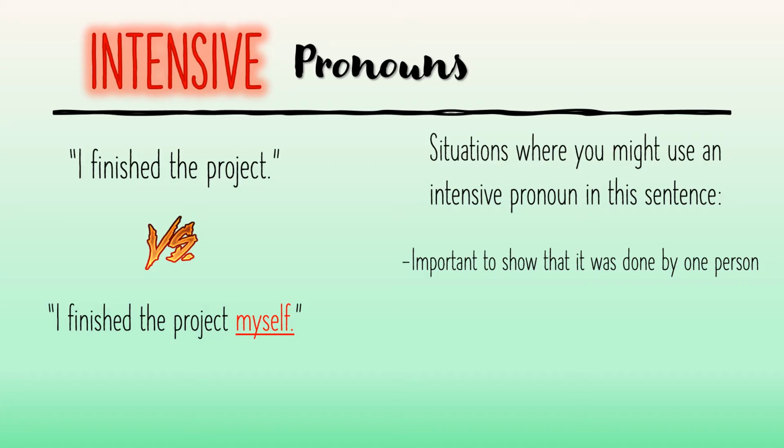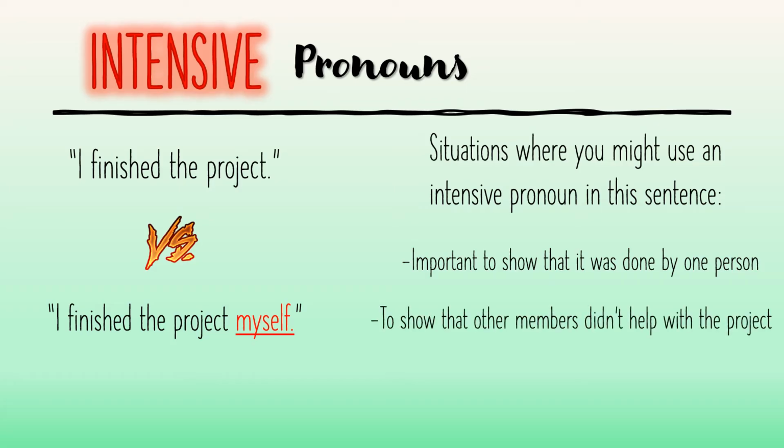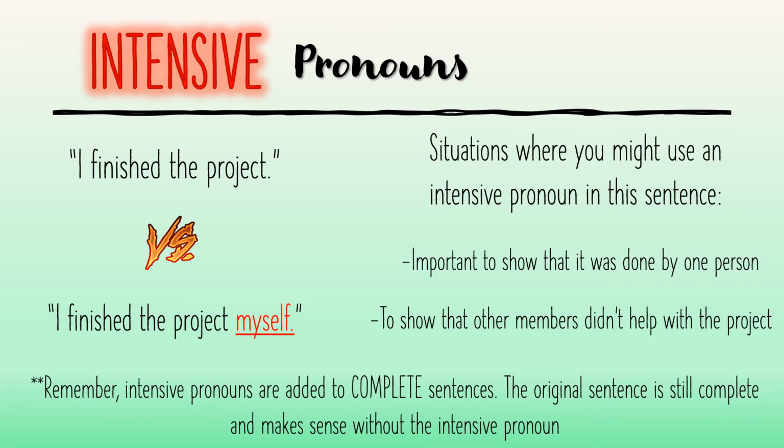So if the project is really large or really impressive, to the extent where somebody might think that a team of people worked on it, and you want to emphasize that no, it was done by one person, you might use an intensive pronoun. Another situation where you might use this intensive pronoun in this sentence is if it was a group project, but the other members did not participate with the project and one person did it by themselves. So you would add that intensive pronoun myself to show that the other members of the group didn't help with your project.